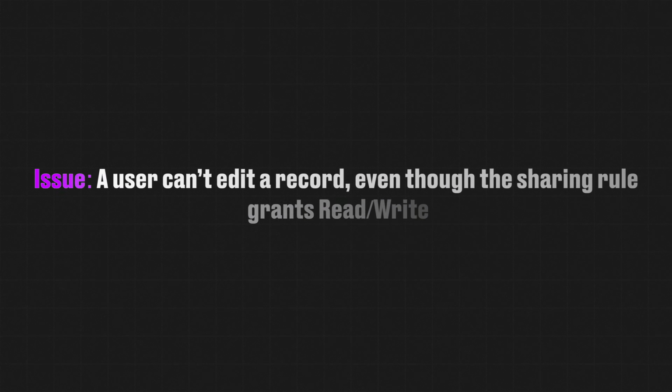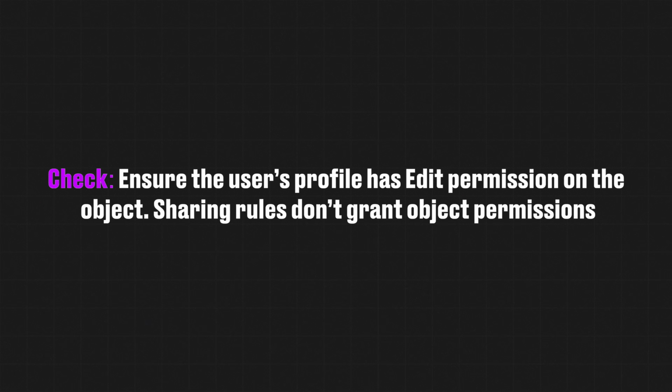All right, we're nearly there, we promise. Before we finish up and you can create all the sharing rules your heart desires, let's take a second to explore some common issues you might encounter and how to troubleshoot them. Here's an issue. A user can't edit a record, even though the sharing rules grant read and write. How to check it? Ensure the user's profile has edit permissions on the object. Sharing rules don't grant object permissions.